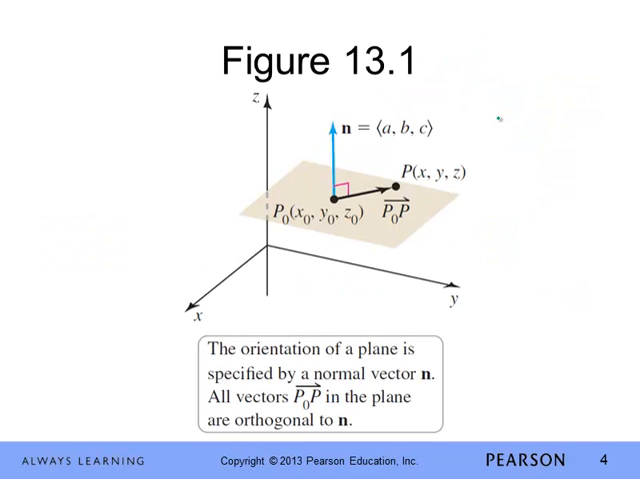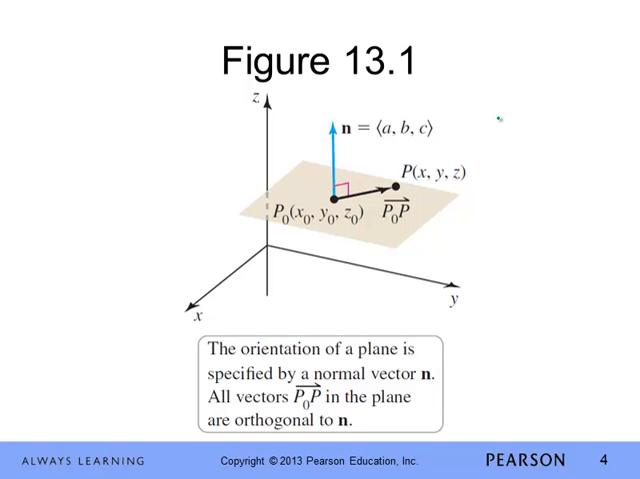So let's take a look here. Here's our plane, this little light yellow sort of 2-dimensional object in 3 dimensions, flat. And here's our normal vector, and let's call its components A, B, C. Now, I told you we need a point. Call that point P sub 0 with the coordinates x sub 0, y sub 0, z sub 0. And then let point P be any other point on the plane with coordinates x, y, z.